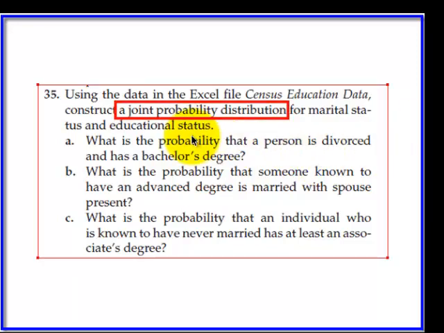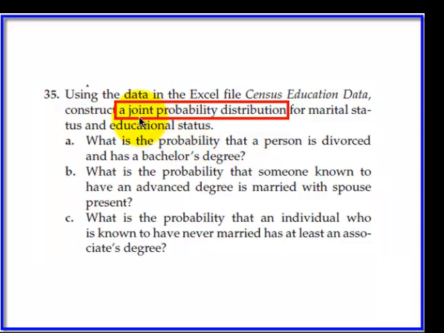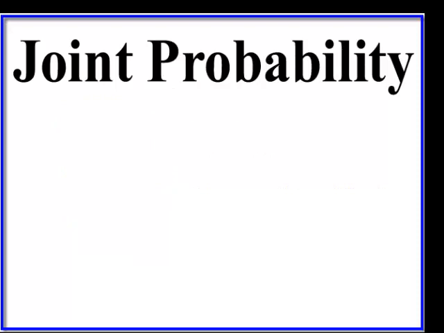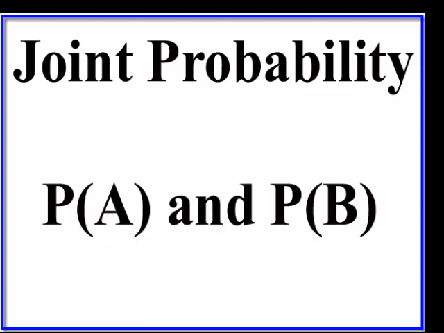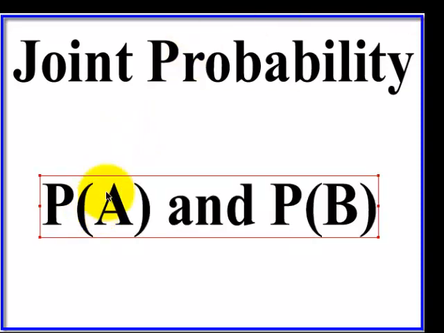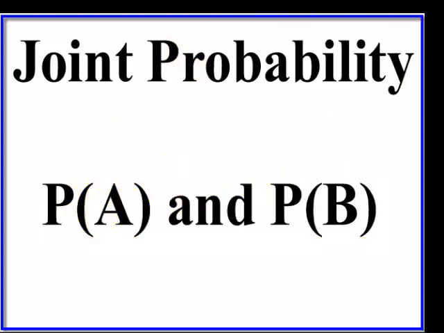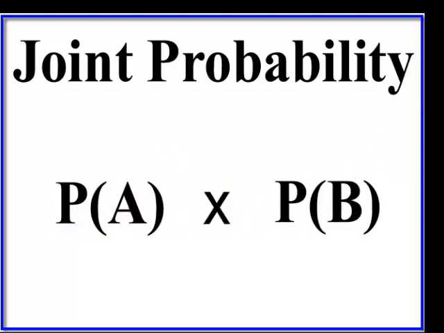Okay, that's what we've got to do first. We're going to construct a joint probability distribution. Our first variable is marital status, and our second one is educational status. Joint probability works like this: it's the probability that event A and event B will happen, the same as P of A and P of B. They are logically equivalent, and "and" means multiply the probabilities.